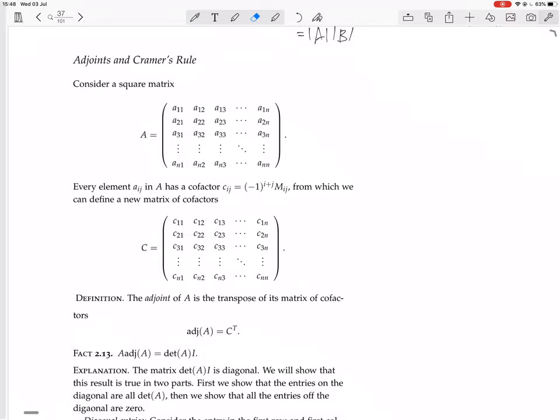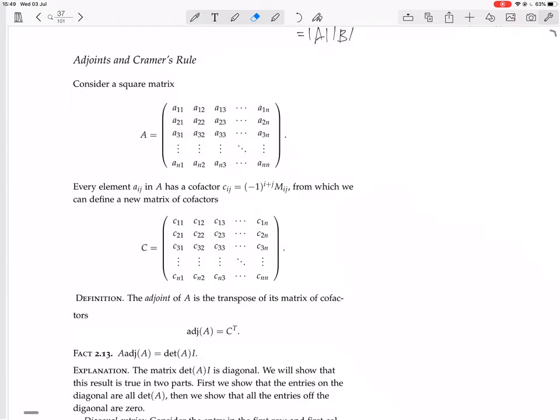Now, let's make the matrix of cofactors. So for every entry we put in its cofactor. Now imagine how long this would take to calculate. For every single entry in here, you have to calculate the determinant of an n minus 1 by n minus 1 matrix. Not difficult, easy to calculate, but it takes a long time. Nonetheless, we can certainly theorize about this matrix.